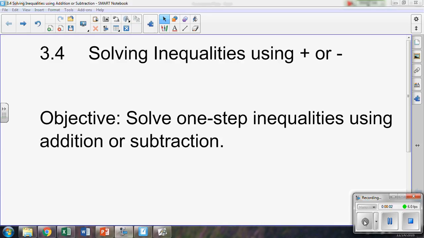In this lesson, we're going to work on solving inequalities using addition or subtraction. And of course, that is exactly what our objective is. We want to be able to solve an inequality. We're going to use adding or we'll use subtracting to do it.